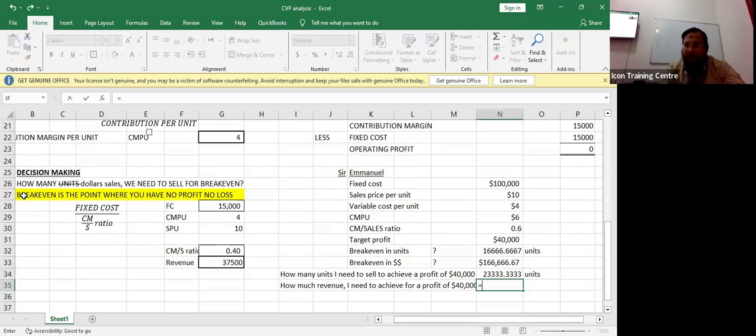Or secondly, if you want it in dollars, then fixed cost plus target profit divided by the CM ratio, and this is the dollar sales you need to achieve.